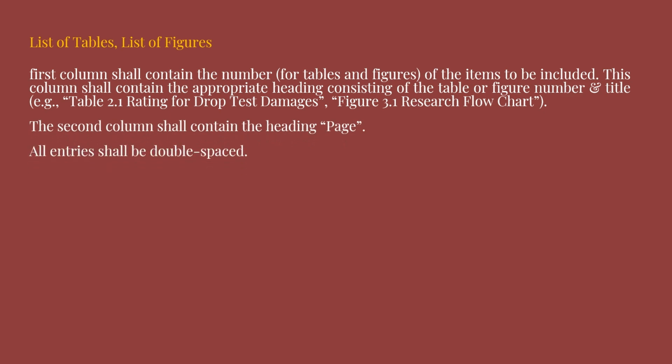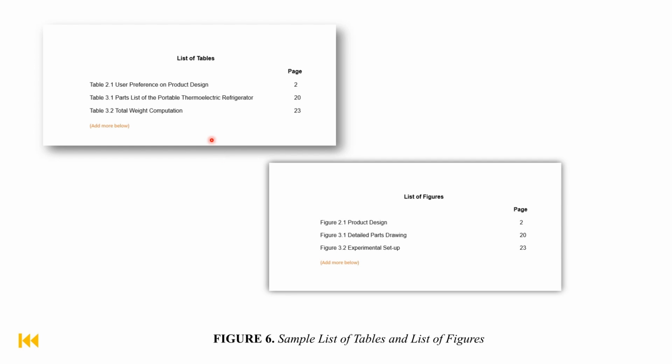So to give you an idea, here are some examples for the list of tables. It should be placed here in order, as you can see, and also for the list of figures. So all tables and figures found in your proposal or in your final paper shall also appear here in your list of tables and list of figures. As you can see here, the tables are formatted in a way which will also be discussed in the succeeding slides.